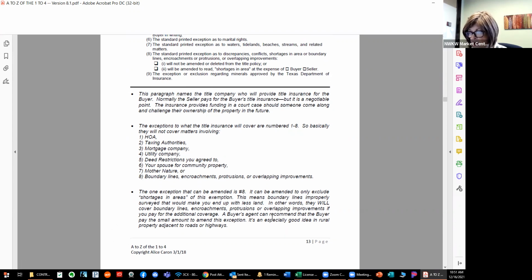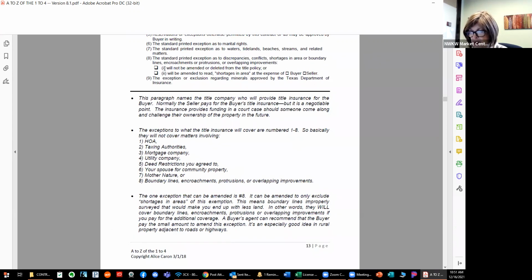So number 8 is the one, but if there's a little box there, make sure you check the correct box that your client wants. It's typically a small amount in addition to the title policy, and you could even have your buyer pay for that if they wanted that coverage. It's typically more needed in acreage properties where there are weird boundary lines and things they may think are the boundary lines and it's not really.